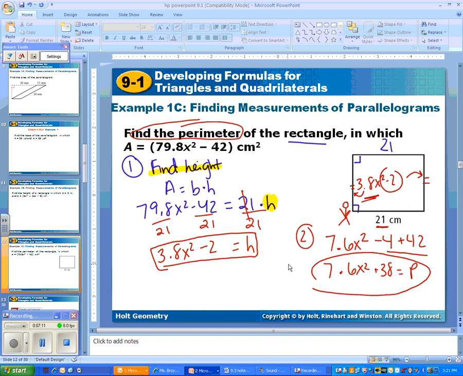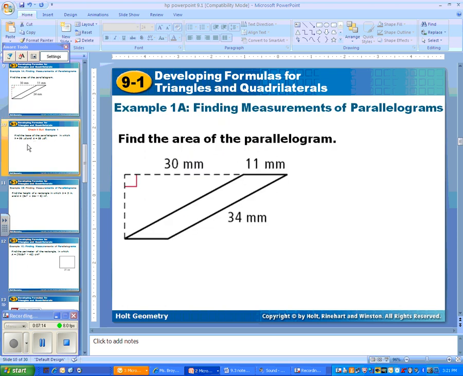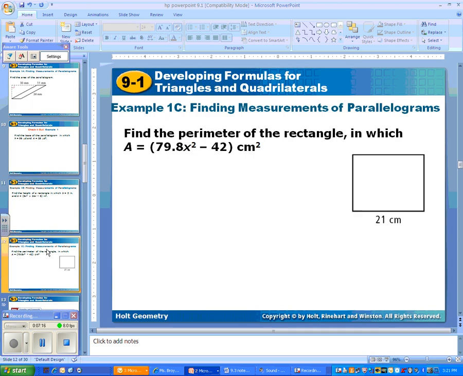So the three types of questions I'm going to ask you: find the area, given the area, find a dimension, and find the perimeter.